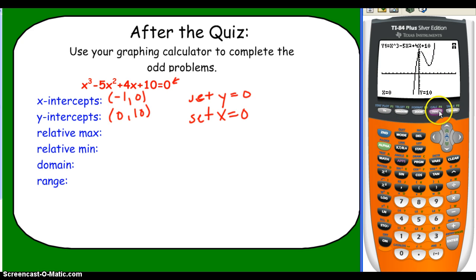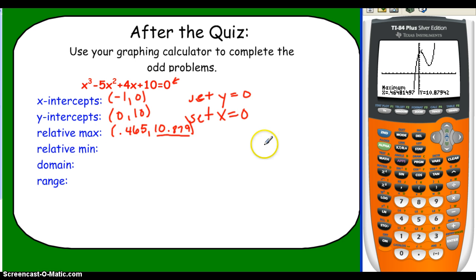But you find it the same way. You just do second, trace. If we're finding the max, you obviously go to number 4. You would go to the left and you push enter. Then you use your arrow keys, go to the right, push enter. Your guess should be that peak. And we find out that our relative max happens at 0.465, and our maximum value is 10.879. So this is the highest, or the relative max, again, the highest y value.